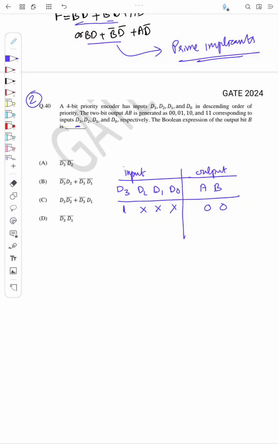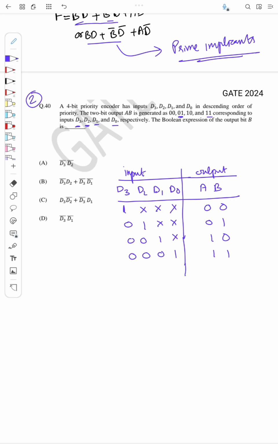Okay, similarly when D2 is high and D3 is 0, the output is 0 1. Whatever the value of D1 and D0, the value of AB will be 0 1, right? Similarly for 0 0 1 0, that is when D1 is 1, and D3 D2 is 0, and D0 is don't care, then AB will be 1 0, and when it is 0 0 0 1, the AB will be 1 1, right? When D0 is 1 and all others are 0.